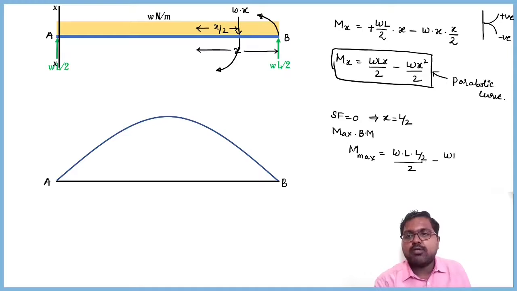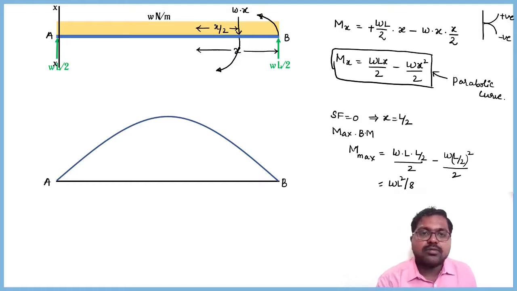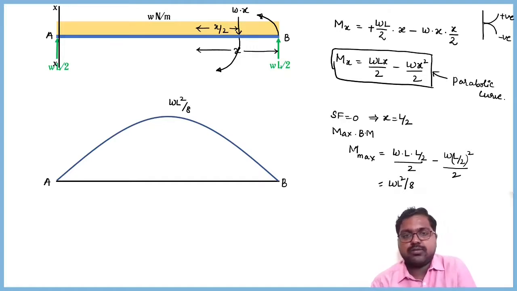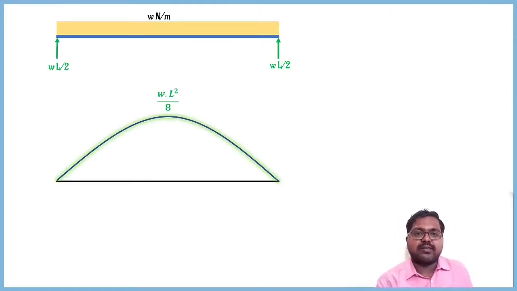minus W L by 2 whole square by 2. So we'll get W L square by 8. So we will have maximum bending moment value as W L square by 8. So in a figure we will get like this.